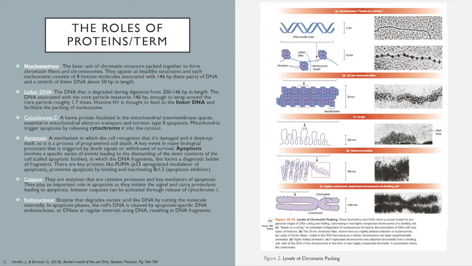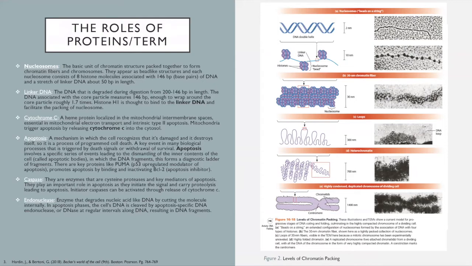Cytochrome C is a heme protein that is localized in the mitochondrial intermembrane space, and it is essential in mitochondrial electron transport, and it also is involved in intrinsic type 2 apoptosis. The mitochondria is actually what triggers apoptosis when it releases cytochrome C into the cytosol. Apoptosis is actually a mechanism in which the cell recognizes that it's damaged and it basically destroys itself. So it's a process of programmed cell death. It involves a specific series of events that leads to the dismantling of the inner contents of the cell, in which the DNA fragments. This forms the diagnostic ladder of fragments.